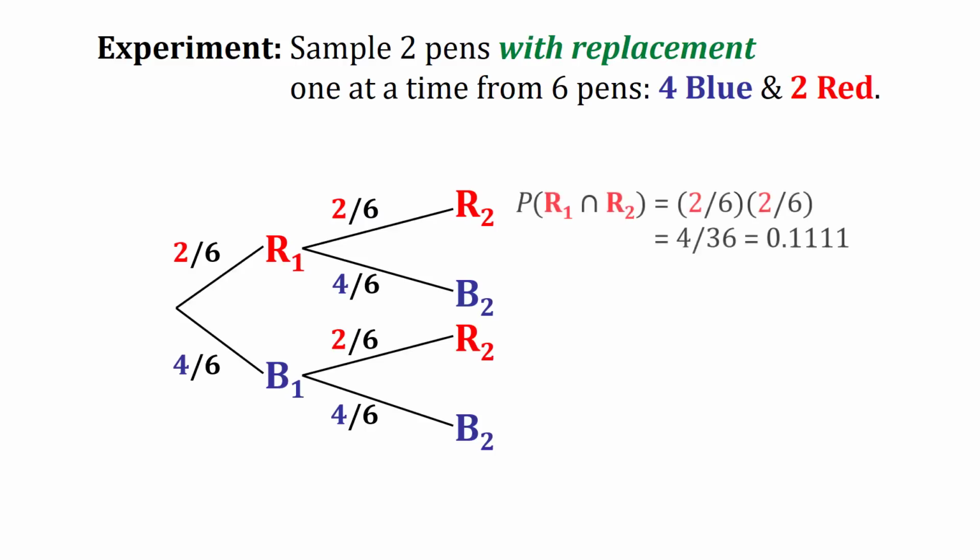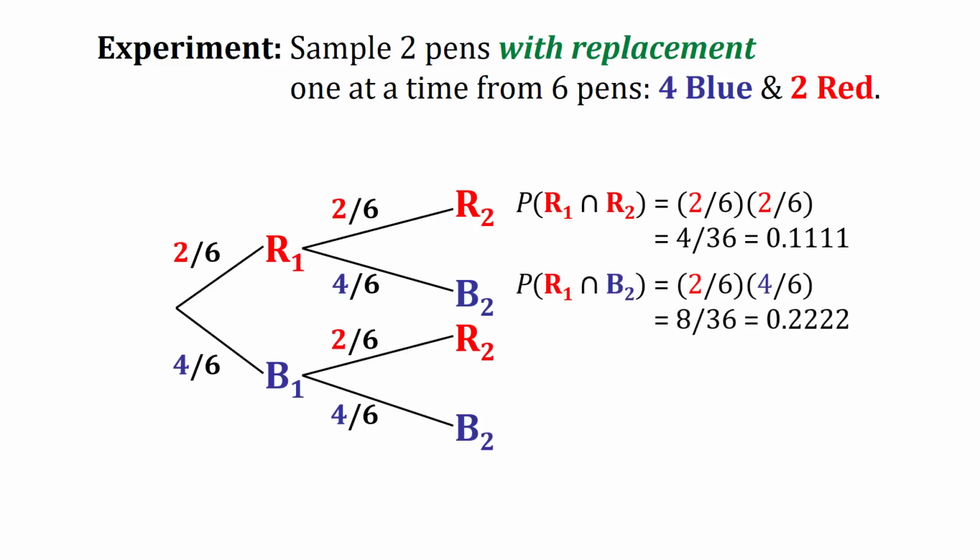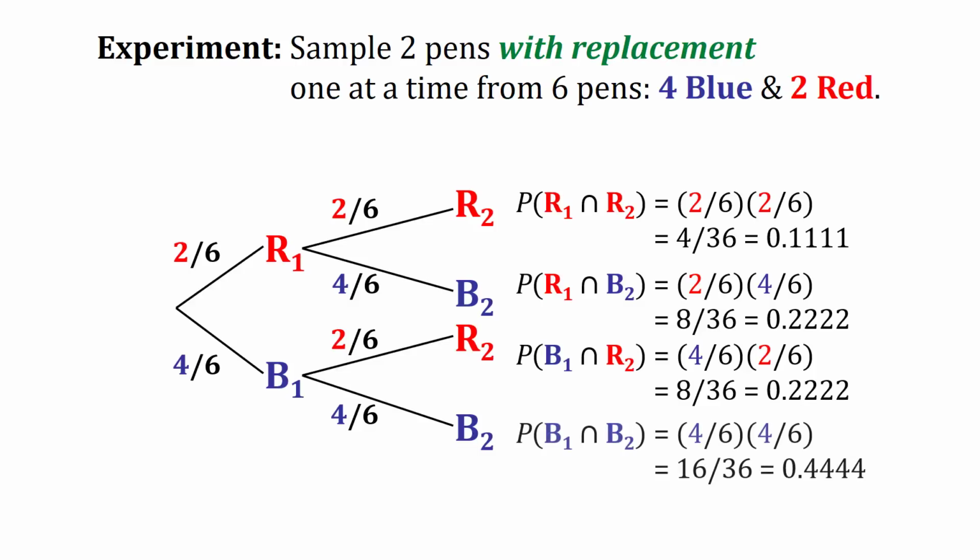I can still multiply along these branches. And so you get R1 intersection R2, probability of getting 2 red pens. I just do 2/6 times 2/6. And I can multiply along the branches to get the other intersections. And again, confirming that those 4 probabilities add up to 1. But you will notice those 4 probabilities are different from the 4 probabilities I had from the last example when I sampled without replacement.